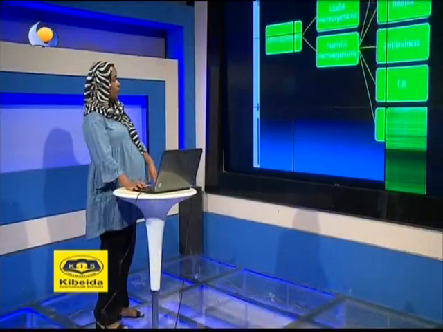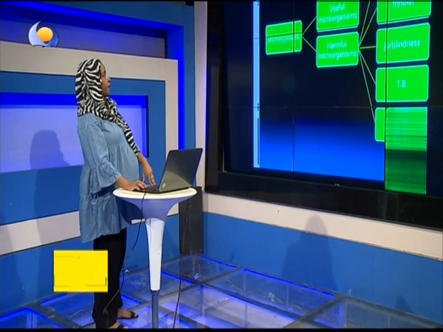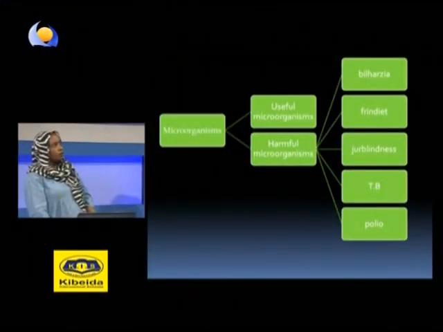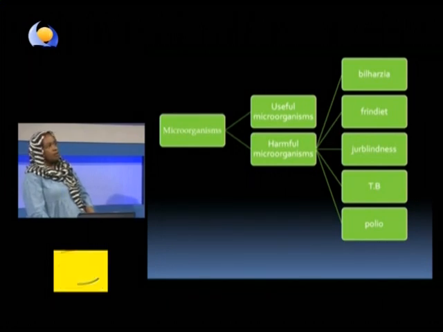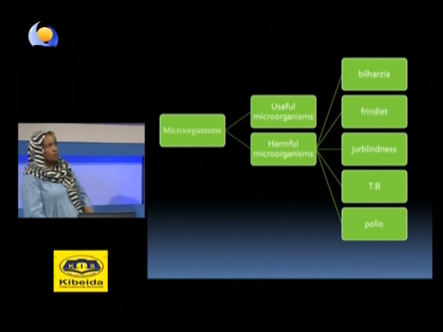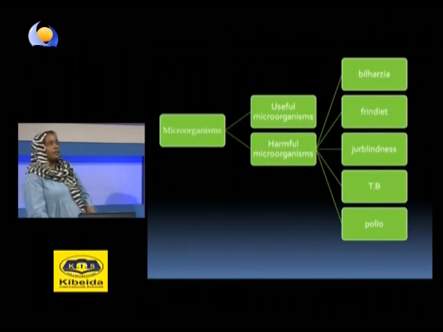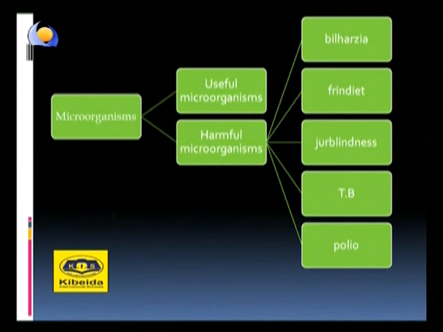The last unit of the science book is about microorganisms, the useful ones and the harmful ones, and when microorganisms cause diseases. We have different diseases such as bilharzia, river blindness, TB, and the last one, what we call polio. Everyone has its intermediate host and symptoms. How can we diagnose? How can we prevent this disease?